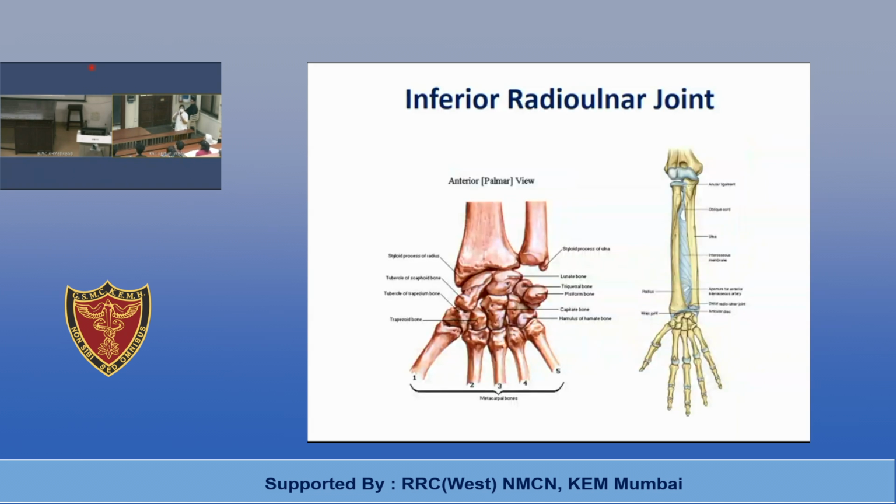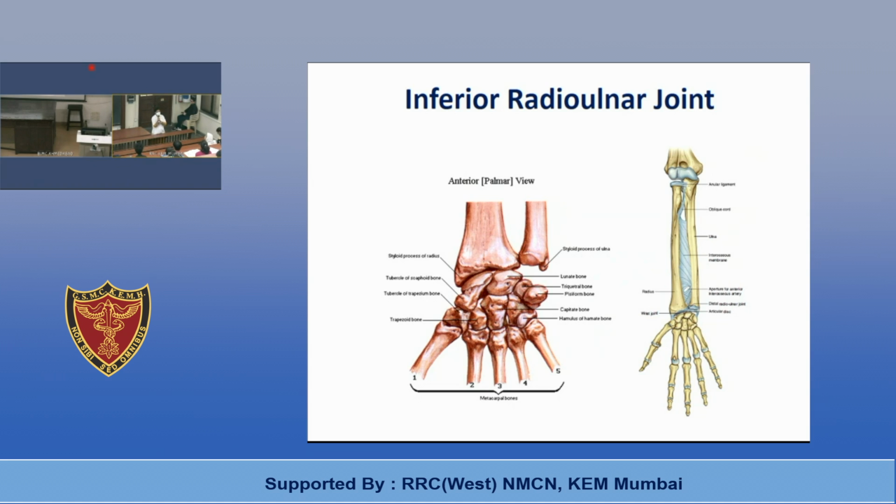Inferior radioulnar joint. So what type of joint is it? Again pivot. Uniaxial pivot type of synovial joint. And what are the articulating surfaces we mentioned at the beginning of this lecture? Which bones form this joint?